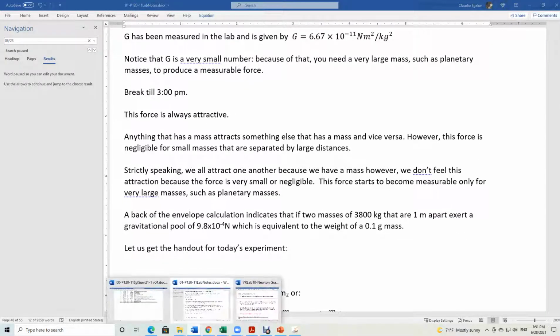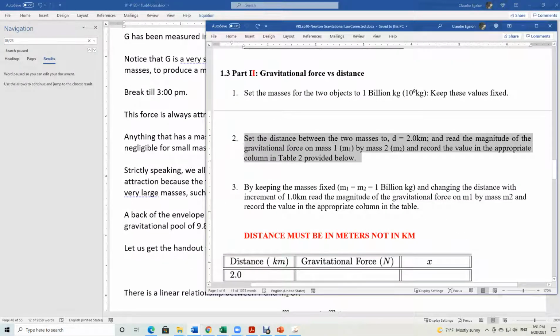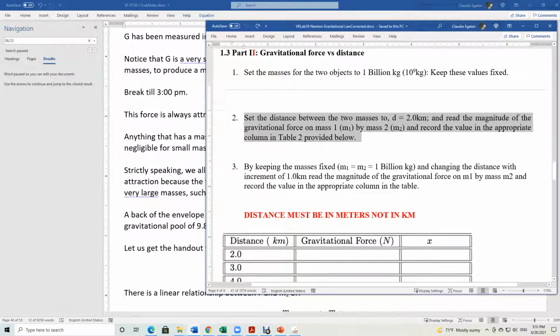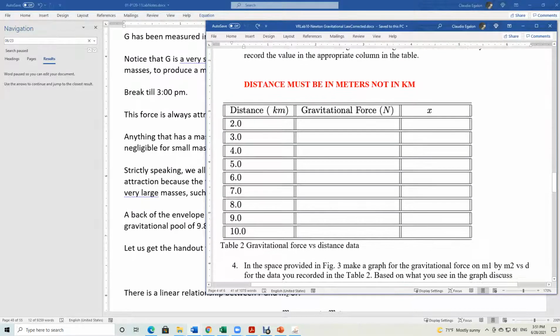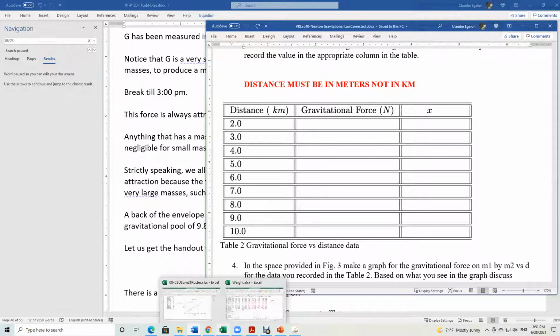So let's go back. What we're going to do, we're going to increase the distance between the masses. But don't write down the distance in kilometers. Write down the distance in meters, okay? Another table, from 2 kilometers to 10 kilometers. From 2,000 meters to 10,000 meters.